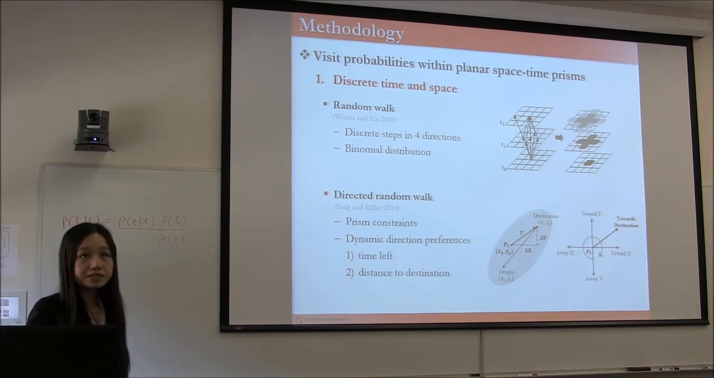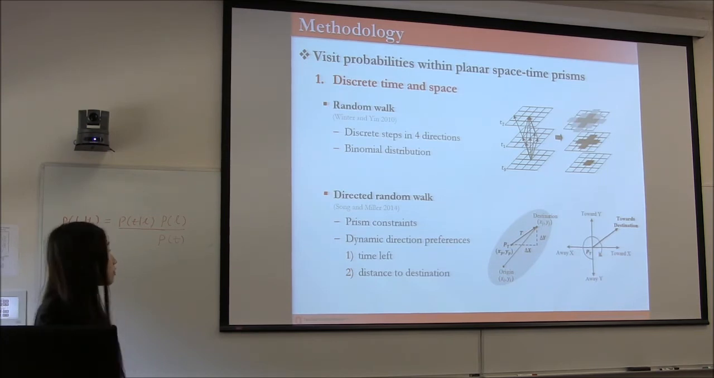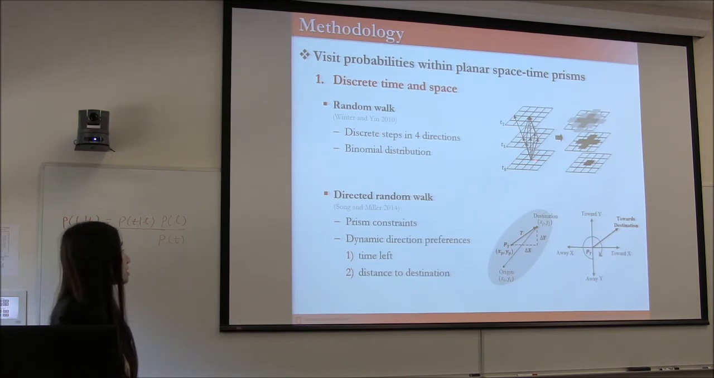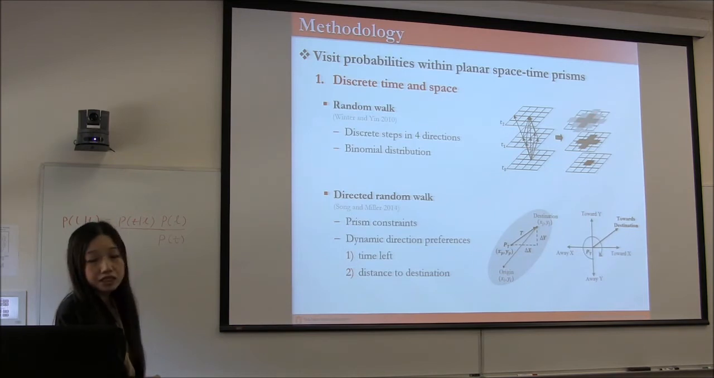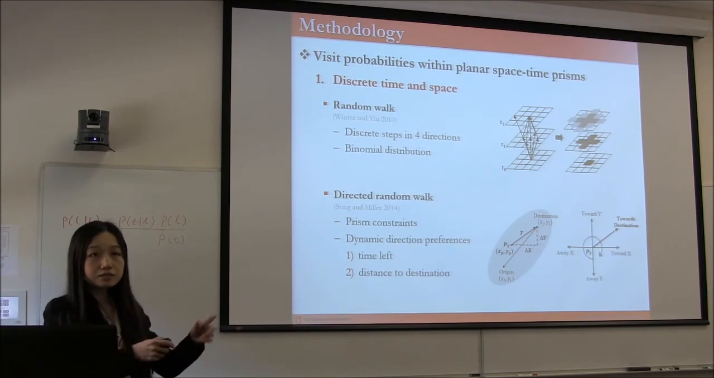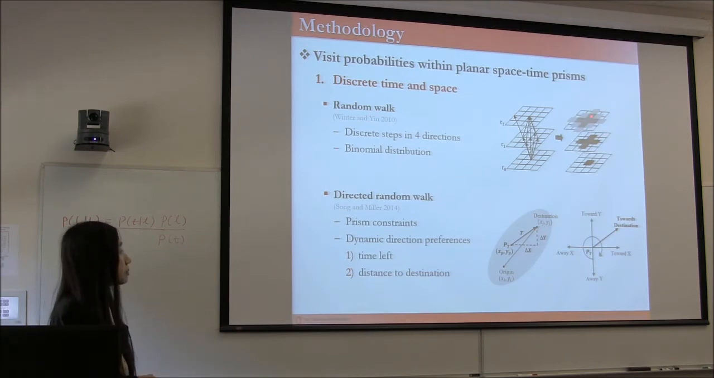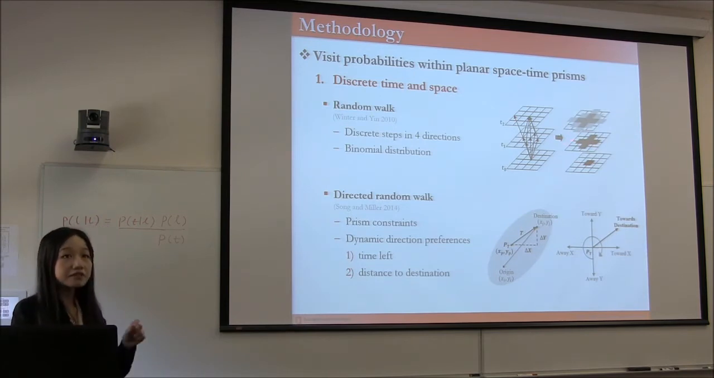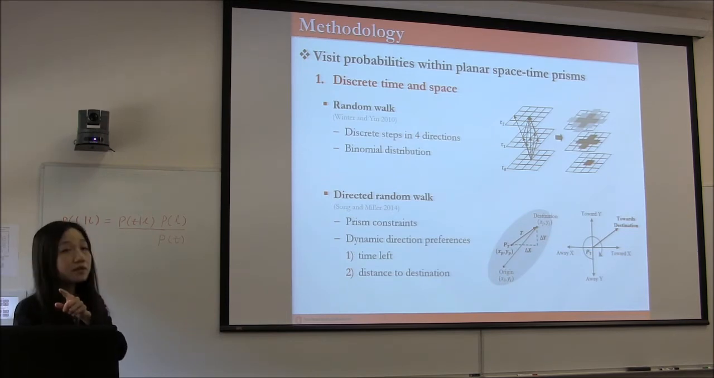So for one time step, people can move in any of the 4 directions, or they can stay in the current location. And as time goes, that will result in a binomial distribution with accessible locations as well as the probability of being at that location. However, because we have a second anchor, the destination anchor, we need to get to the destination on time. This drove us to develop our method, which is called directed random walk.